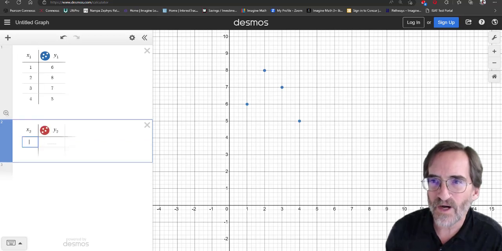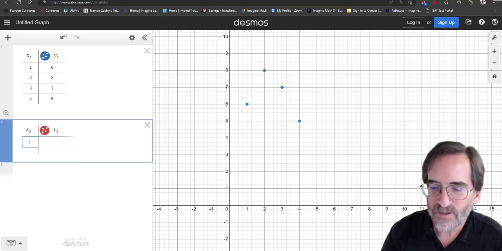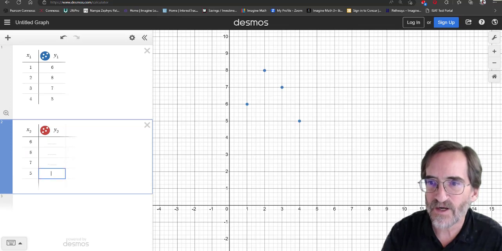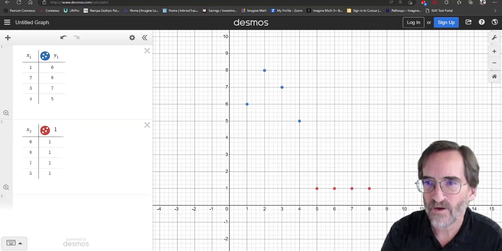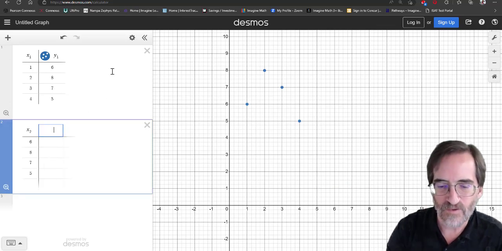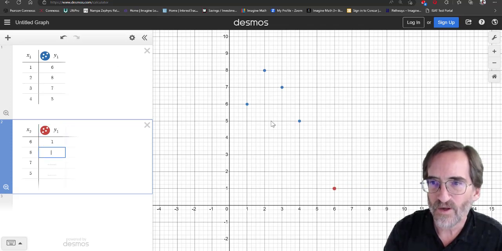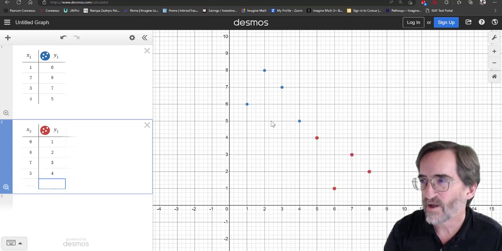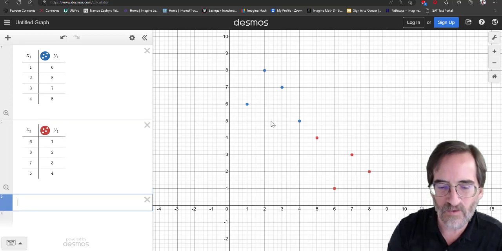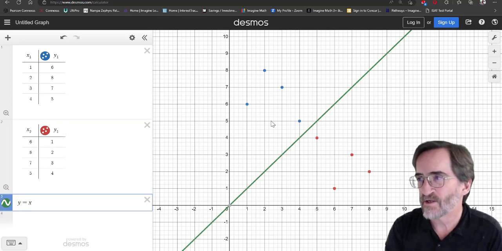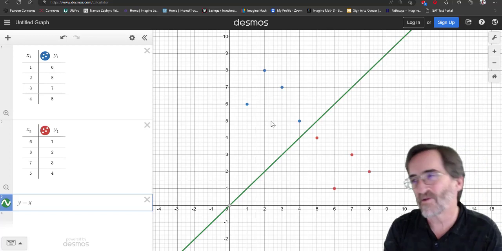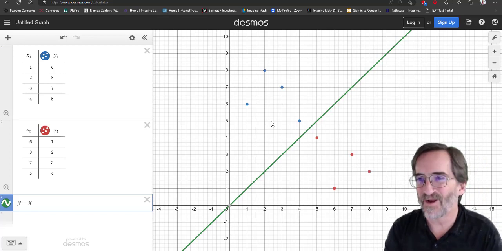Switch the x and the y, we get 6, 8, 7, 5, 1, 2, whoops, we do have the cursor in the wrong place. Okay, 1, 2, 3, 4. Okay, and if I graph the line y equals x, you can see I've just created somewhat of a butterfly, if you can tilt your head and look at it that way.